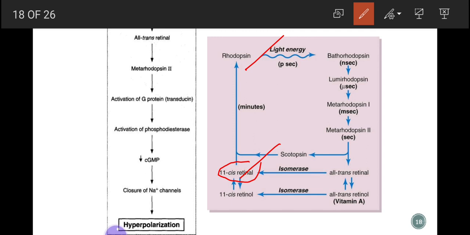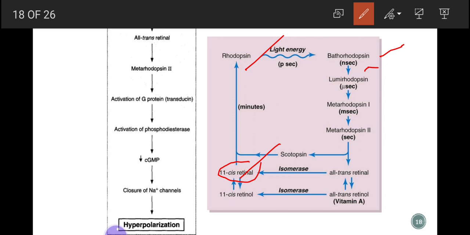Because of the three-dimensional orientation of the reactive sites of all-trans retinal, it no longer fits with the protein scotopsin. So the all-trans retinal begins to pull away from the scotopsin. So when the cis form of retinal changes into the trans form, it cannot attach with the scotopsin, so it begins to pull away. The immediate product formed is beta-rhodopsin.